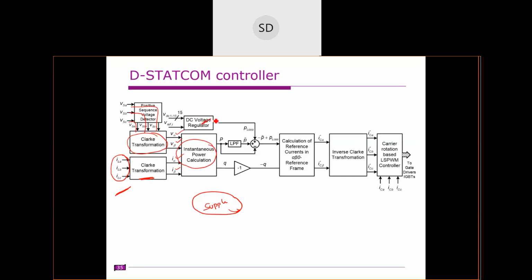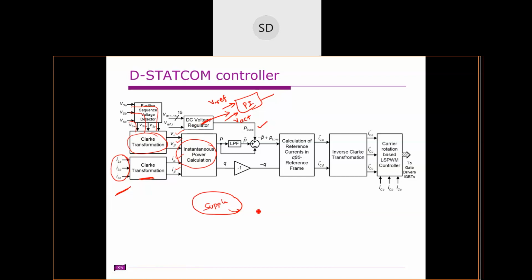Here this is the DC voltage regulator. This is drawn for a cascaded H-bridge topology, but usually we have V reference on one side and V actual on the other side, and we have this PI. The rest of the things you know, right? So this is the DC voltage regulator, and it gives you the P loss component.